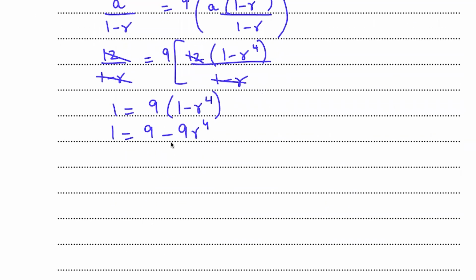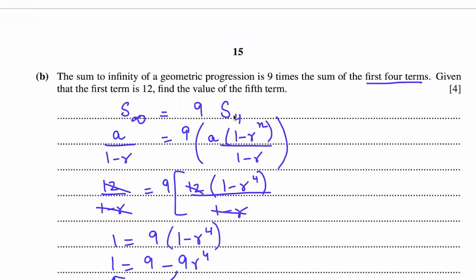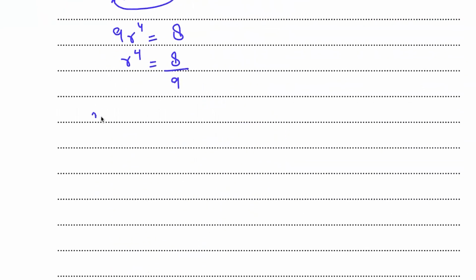So if we take 9r to the power 4 on the left hand side, we have 9r to the power 4 is equal to 9 minus 1, which is 8. So r to the power 4 is equal to 8 upon 9. Now in the question it says we have to find the value of the fifth term. So for the fifth term, the formula would be a r to the power 5 minus 1, which is a r to the power 4.